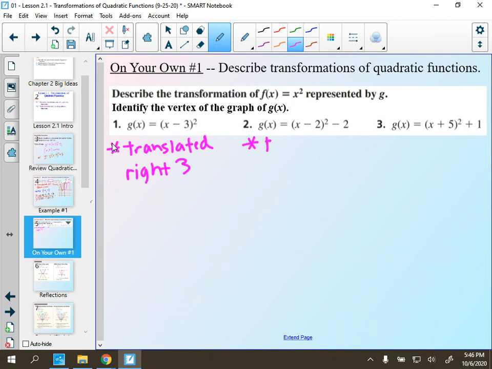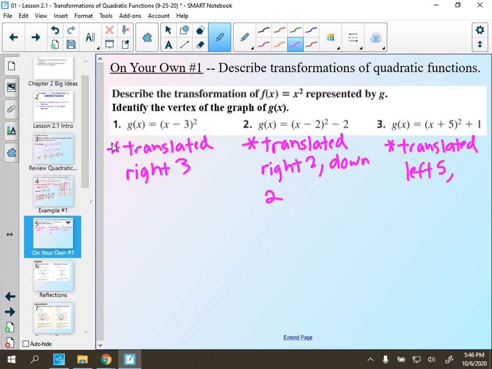Next one here, translated. Again, use that word. Don't say slid. Don't say shifted. Translated. And we can be concise here. Let's see. Same deal. Right 2, down 2. And then last one, translated left 5, up 1. All right, so I'm just kind of using the numbers there to tell us our translations.